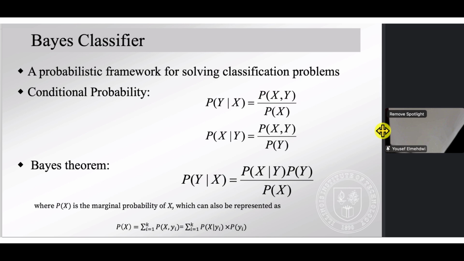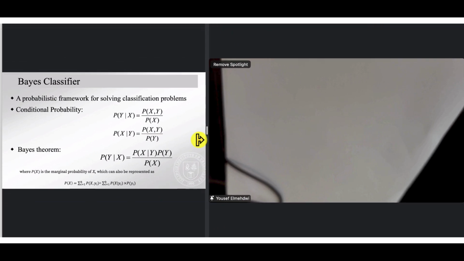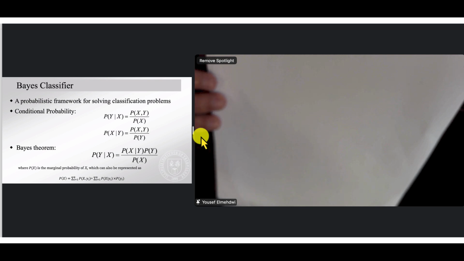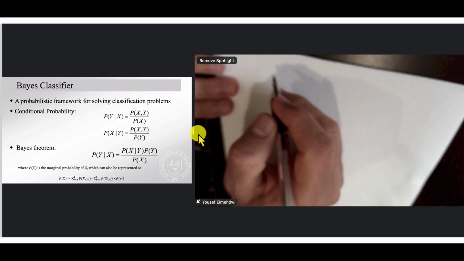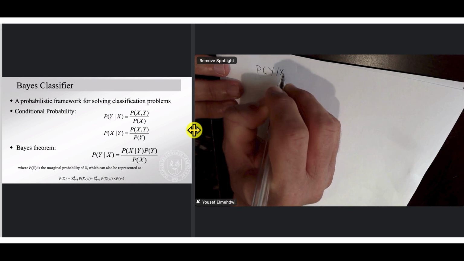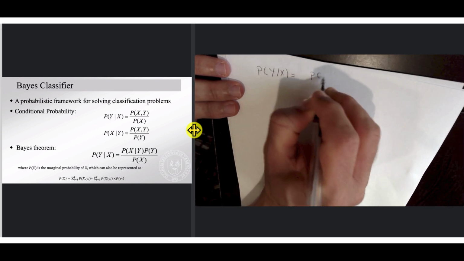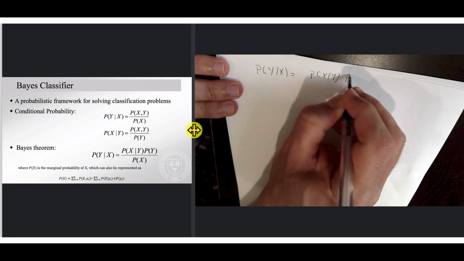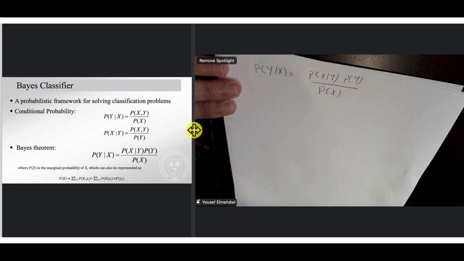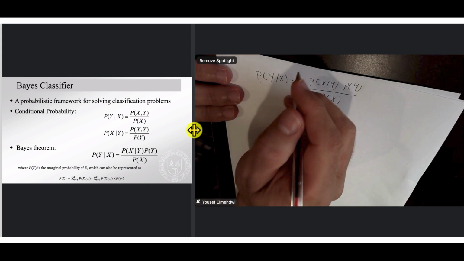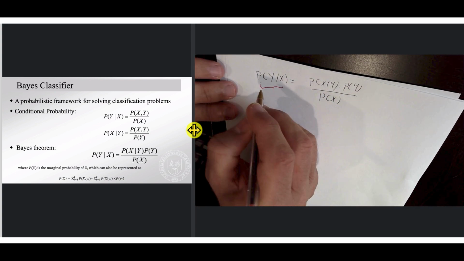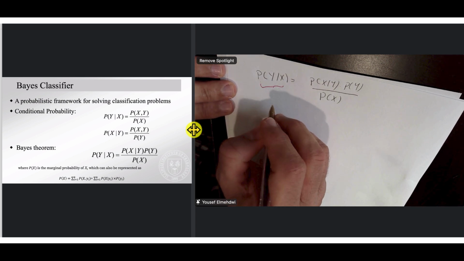Let me write the Bayes theorem again here, then we're going to look at something and try to explain it in more detail. So in this case we have the probability of y given x, which equals the probability of x given y times the probability of y, divided by the probability of x, right? So the probability of y given x, we call this one the posterior probability, right?